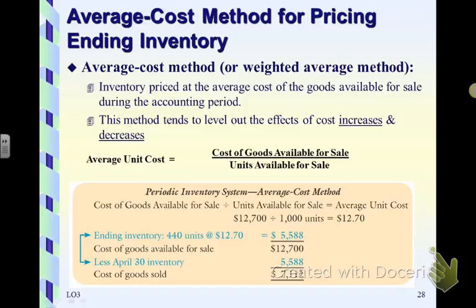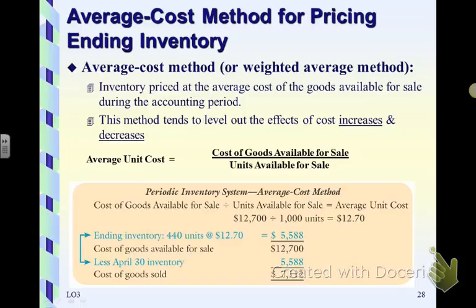Then what I'm going to do is apply that to how many units are in my ending inventory. My ending inventory units doesn't change depending on which method I use. My units are still the same number. It's figuring out the valuation that's changing. So I'm multiplying my units by that factor, which gives me my ending inventory value, and again, I plug it into this same formula. Cost of goods available for sale minus ending inventory gives me my cost of goods sold.